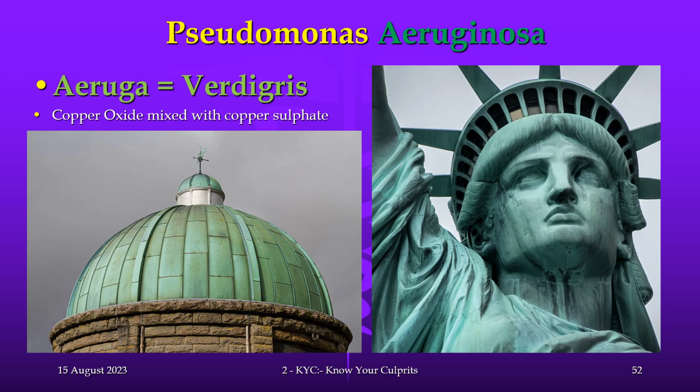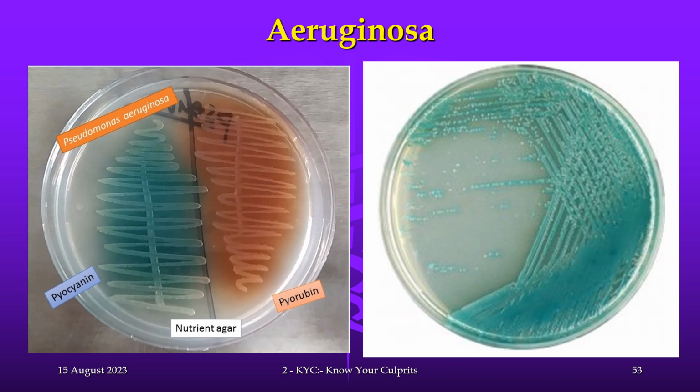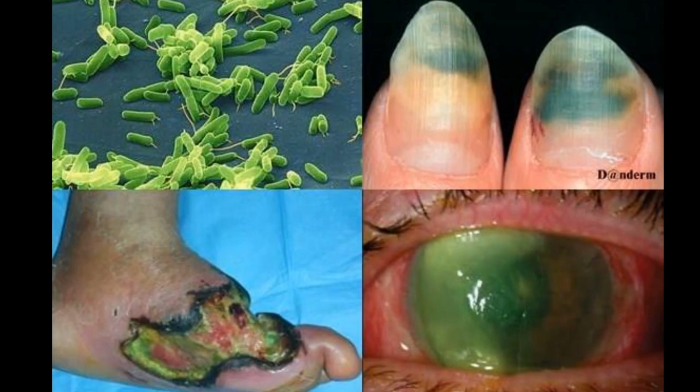The word aeruginosa comes from the word aerugo, which means verdigris, a copper oxide mixed with copper sulfate, which we usually see on statues made of bronze or roofs made of copper. Because they always produce verdigris color on nutrient agar, Pseudomonas are also known as Pseudomonas pyocyanea, because pyo means pus and cyan means blue, as they produce blue colored pus. Most often, Pseudomonas produces bluish or green colored lesions.